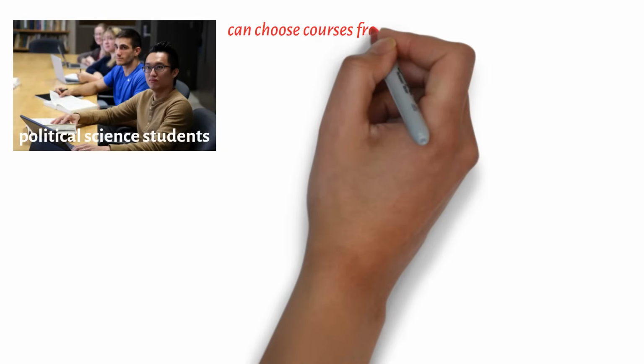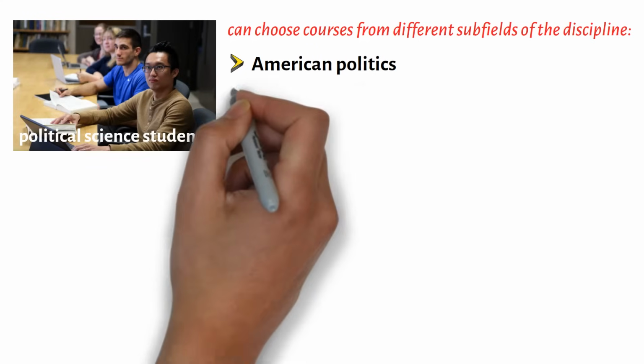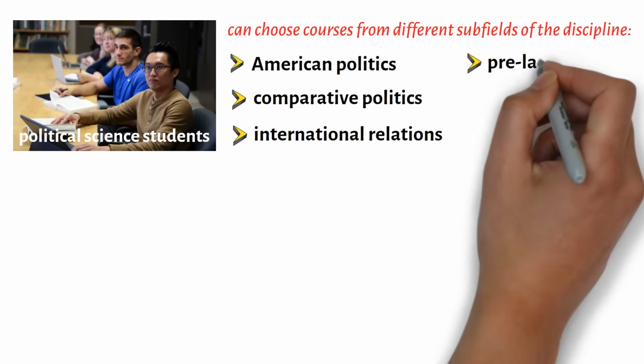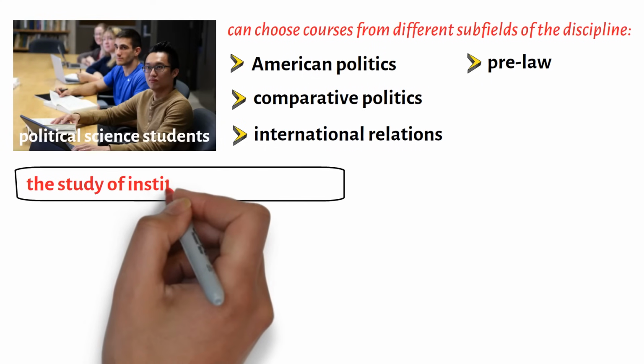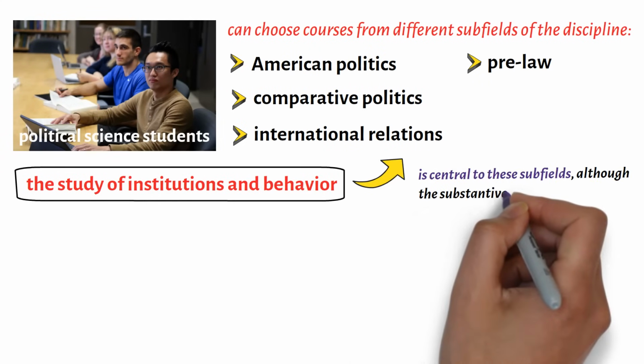Political science students can choose courses from different subfields of the discipline, such as American politics, comparative politics, international relations, and pre-law. The study of institutions and behavior is central to these subfields, although the substantive emphasis differs.